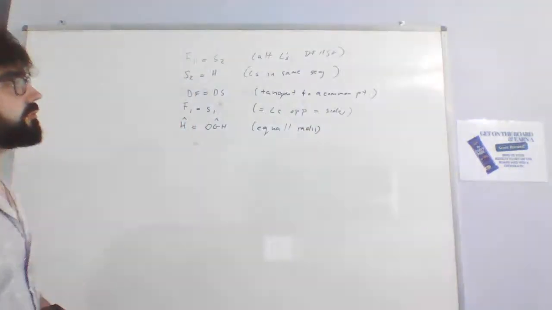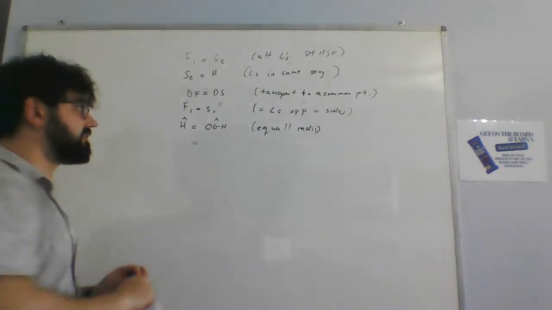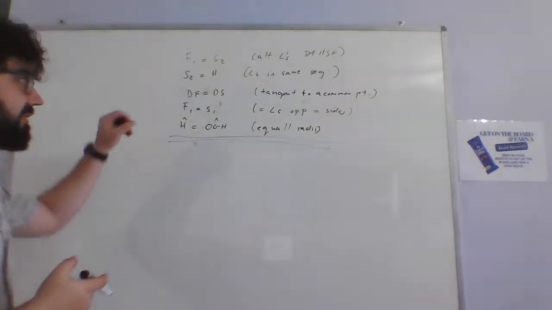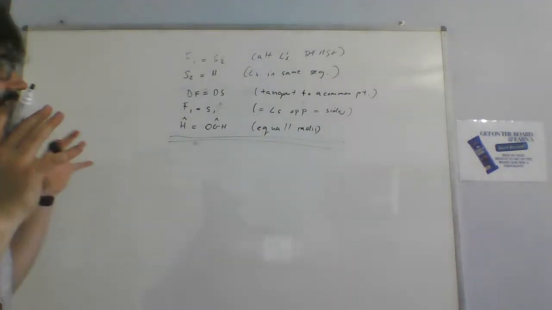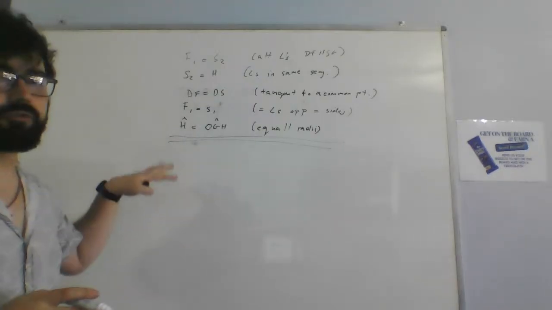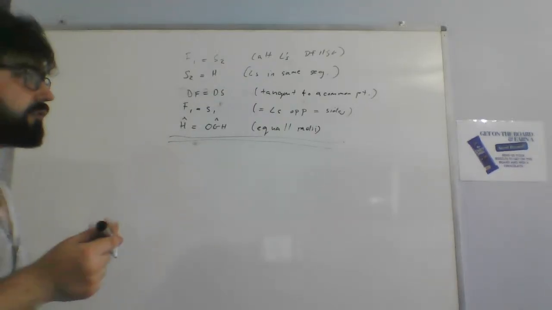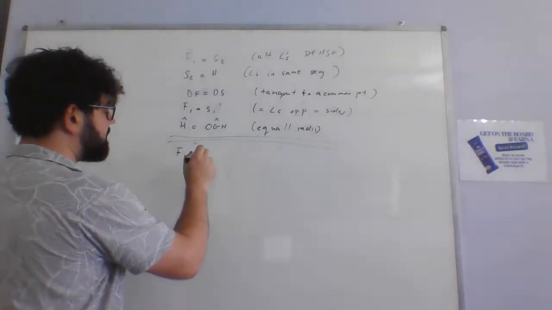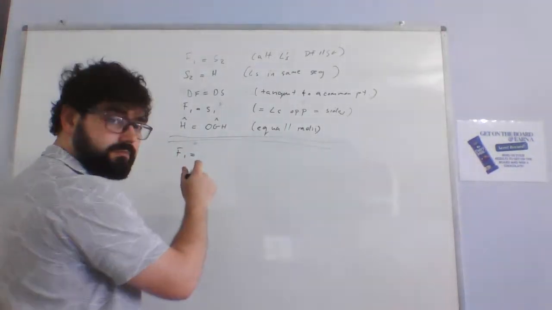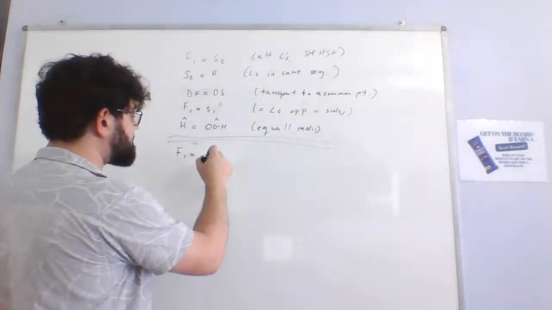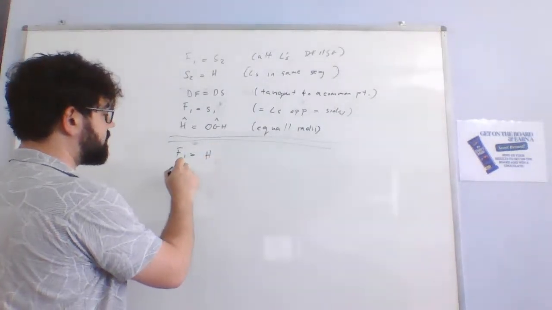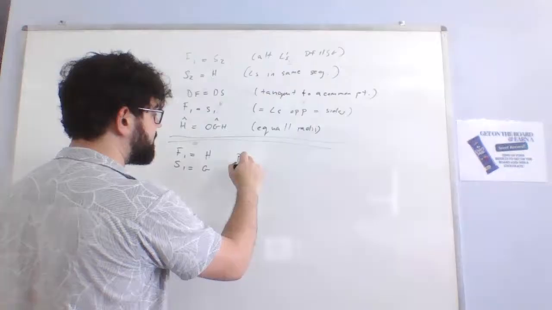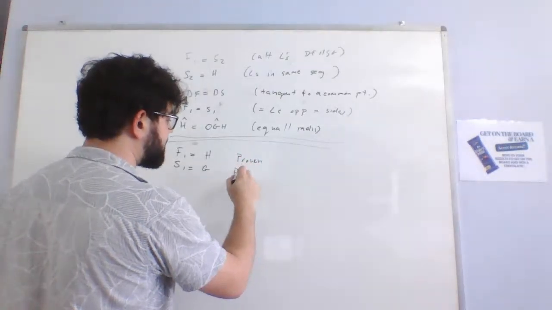Now at this point, we've pretty much got everything we need to start with the similarity. So we've shown that a whole bunch of angles are equal here. If you can picture that, just remember we're showing that 2 pairs of angles, so 4 angles, are all equal. Now we can say that F1 is equal to H. S1 is equal to G. We'll say proven for both of those because we've given reasons.